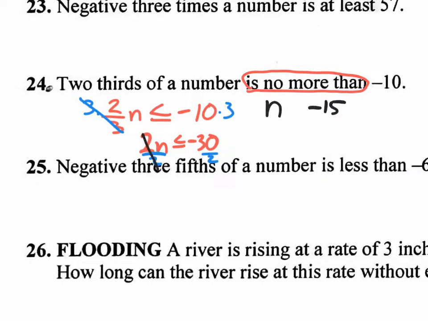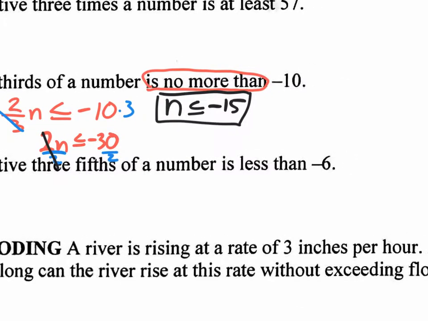And the question is, do we keep the inequality symbol or flip the inequality symbol? We're going to keep it because you did not divide by a negative. So we have the less than or equal to, and that is your answer. N is less than or equal to -15.